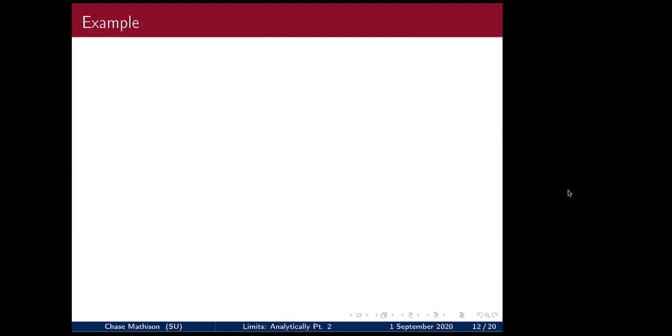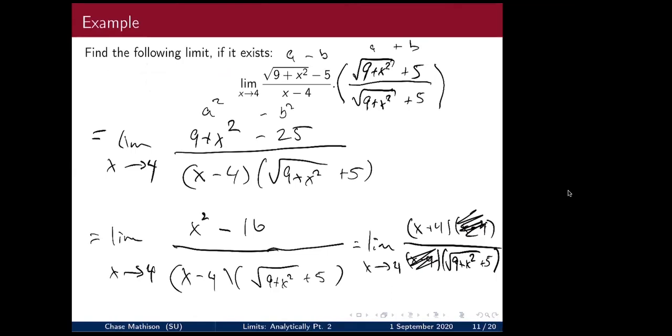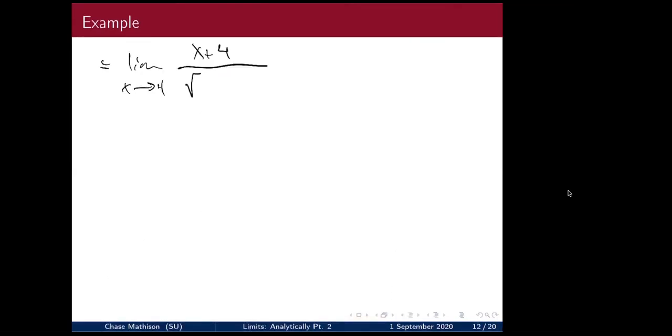So when we are done with that cancellation, we get the limit as x approaches 4. Well, now we had x minus 4, x plus 4. We cancel the x minus 4. So I'm left with x plus 4 over just the conjugate, the square root of 9 plus x squared plus 5. Okay. And then now what do we do? Exactly. We plug in our 4 because nothing bad is going to happen now.